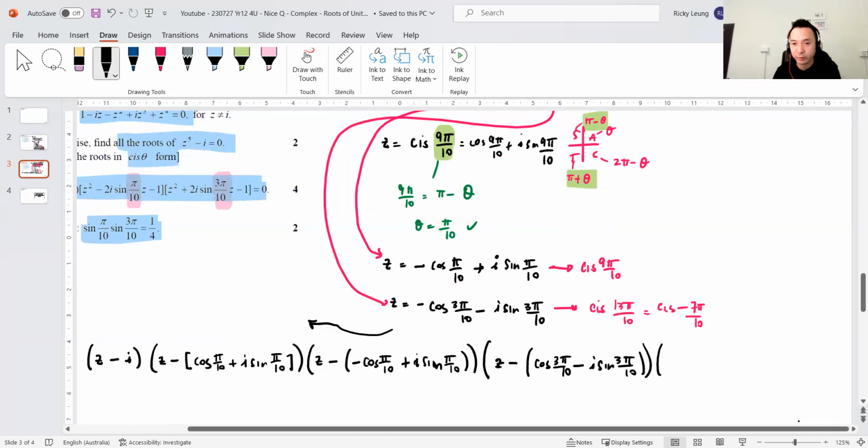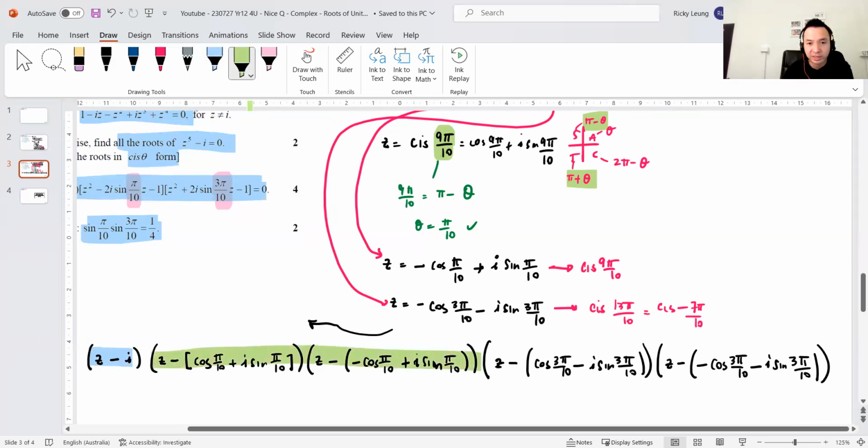And the last bracket, which is his matching pair, would be z minus cos 3 pi on 10, and then minus i sine. Now, don't worry about all the negatives and stuff. They all would sort of come together at the end. But what's important for you to identify is I got z minus i, that's cool. But then I got 2 brackets which are sort of matching, and then these 2 brackets which are matching as well.